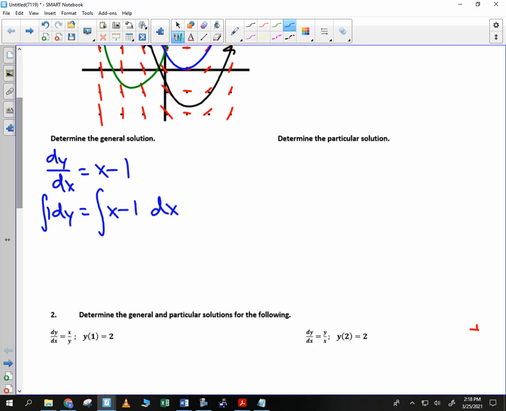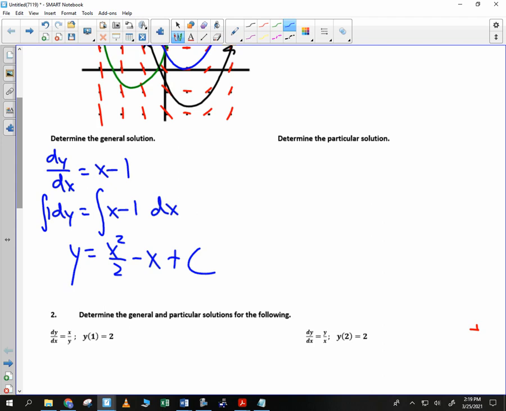Now, this is like a 1 dy. Let's do the right side first. What's the antiderivative of x? And what's the antiderivative of 1? Right? And then you have a plus c on the end. Now this is dy, the antiderivative of 1 dy is just y. This is what we call our general solution.